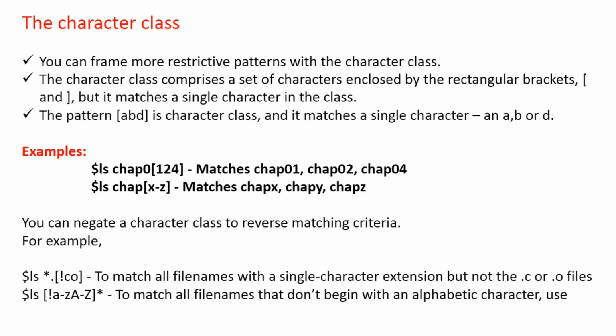Second one, ls, not small a to z and capital A to Z, star. That is used to match all the file names that don't begin with an alphabetic character. So it lists all the file names which don't begin with an alphabetic character, because you are using not with the small letters a to z and not with the capital letters A to Z.